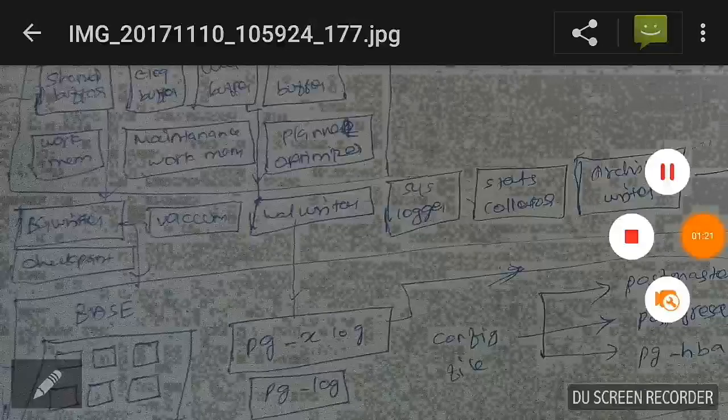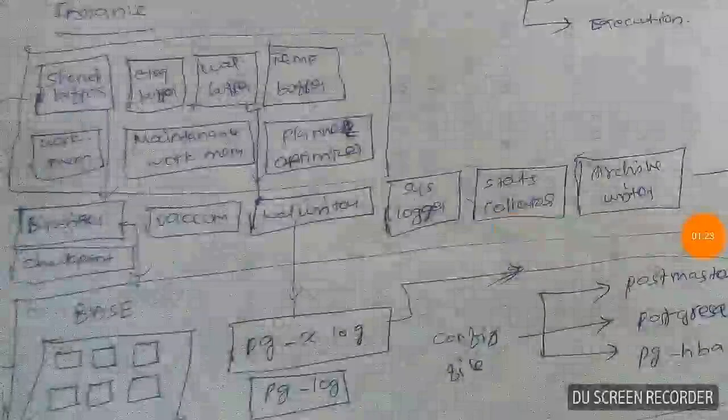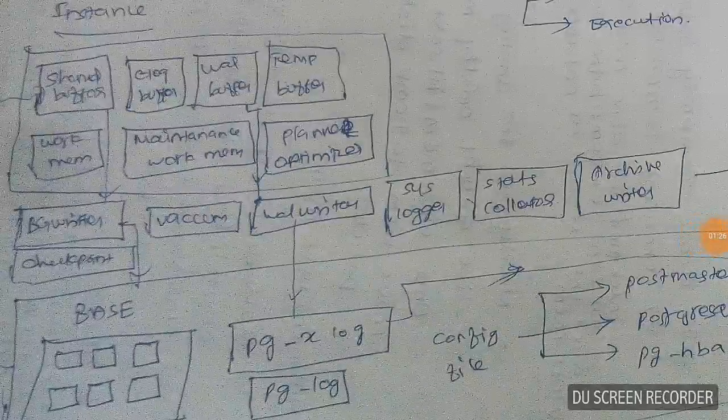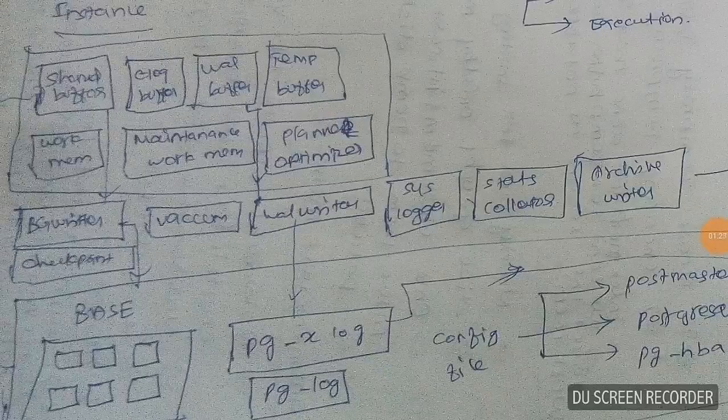For shared buffer, the default size is 128 MB. The minimum size of a shared buffer is 128 KB. That is the basic thing. It is mainly optimized at one quarter of memory. After that, LRU and MRU work on it based on the shared buffer, and the shared buffer only keeps the image copy.